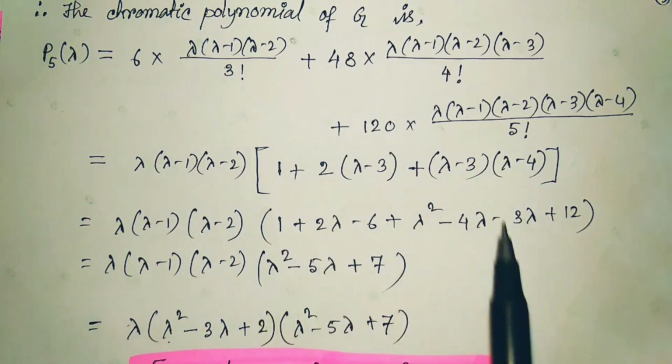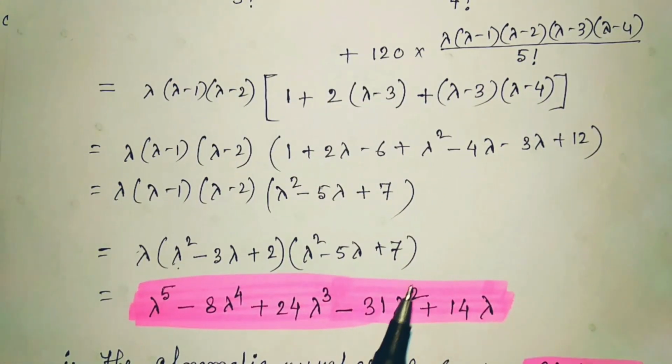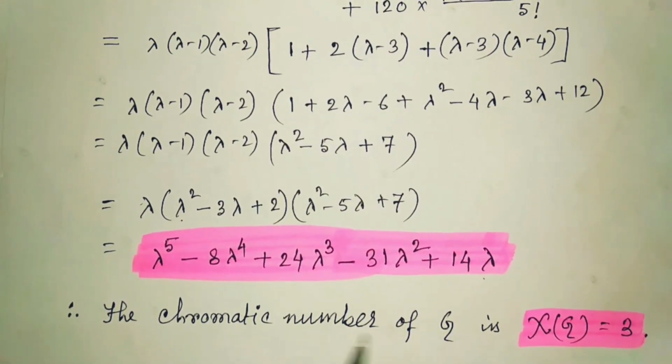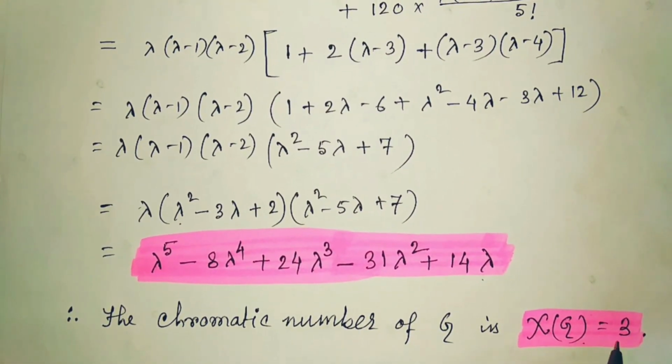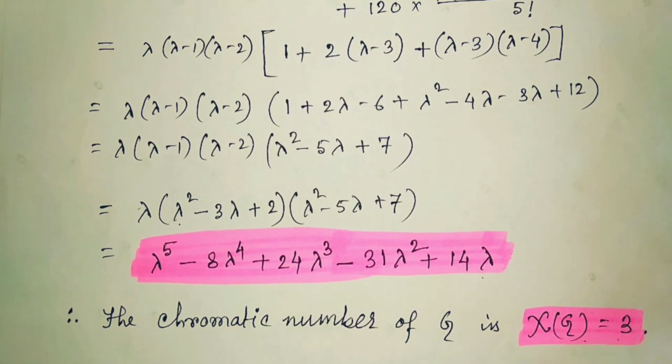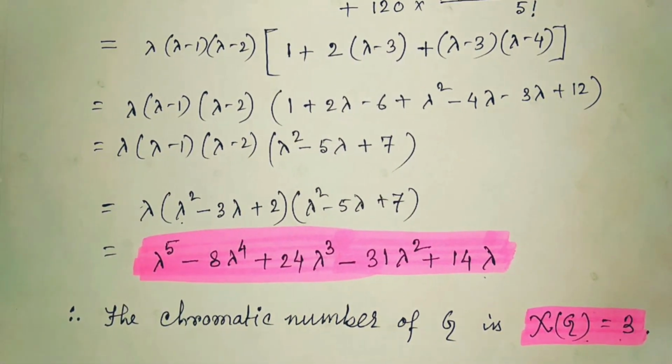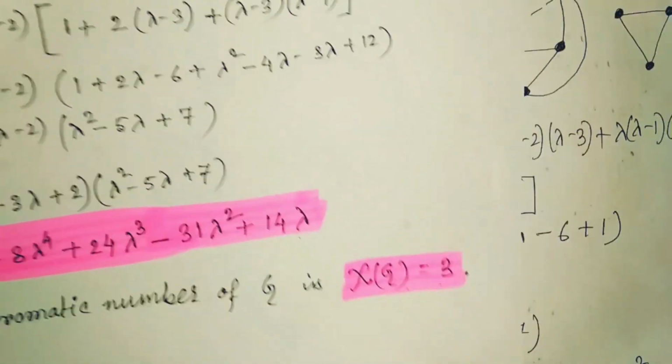So after that, when we simplify, then we will find out this one is the chromatic polynomial. And from here it is definite that the chromatic number is 3. So this is one of the ways by which we can find out the chromatic polynomial. Now we are discussing the second method.